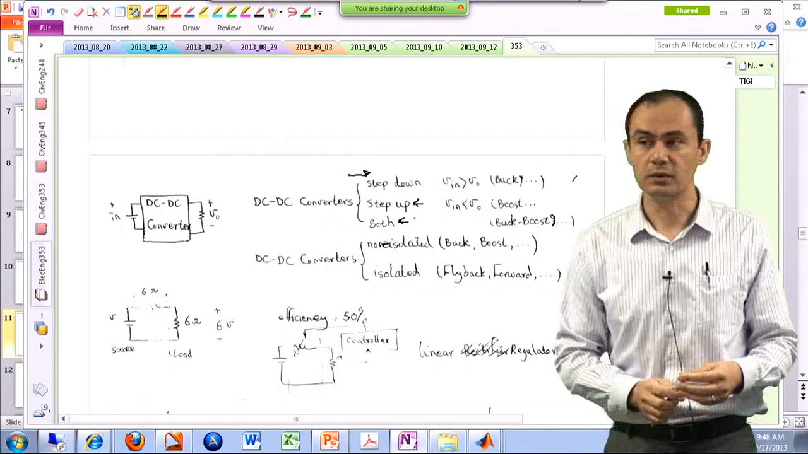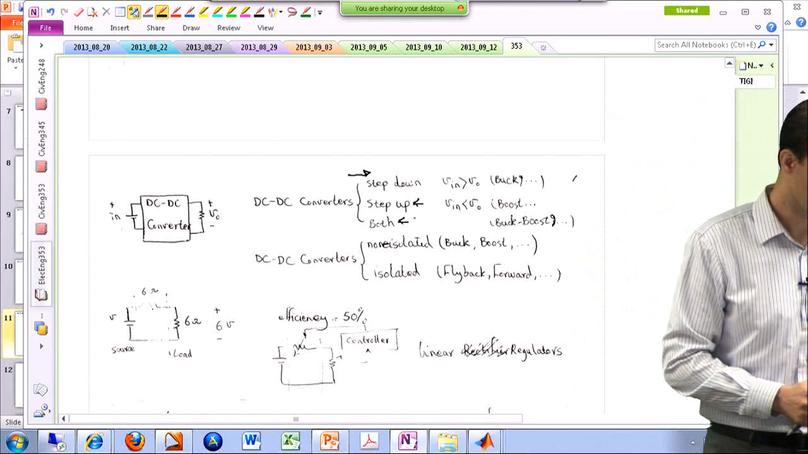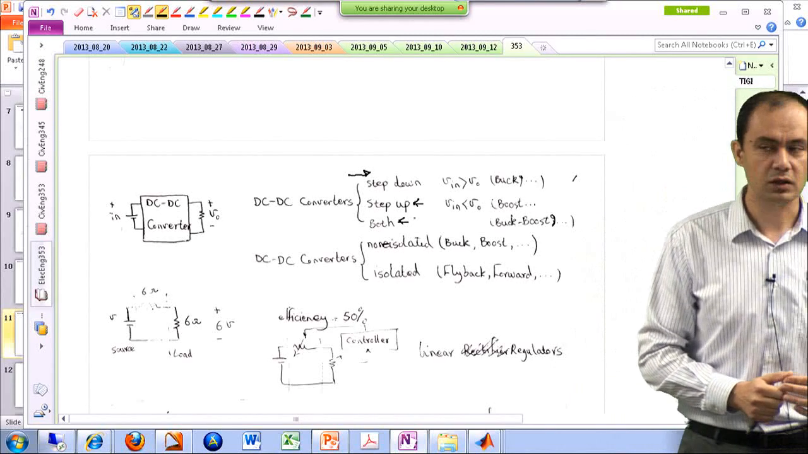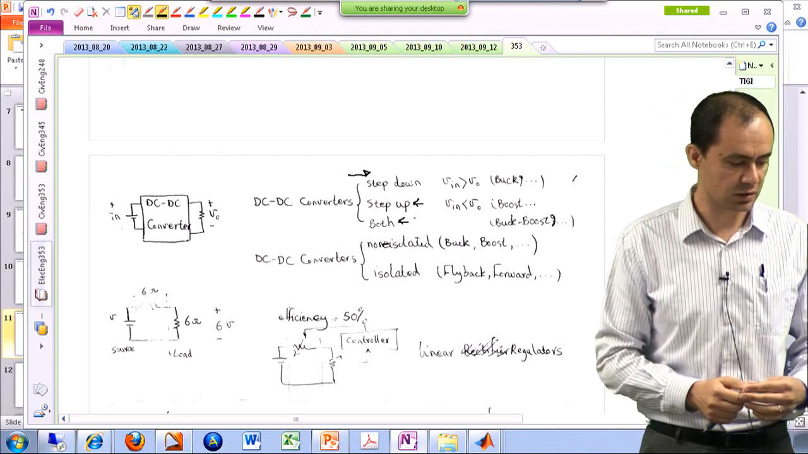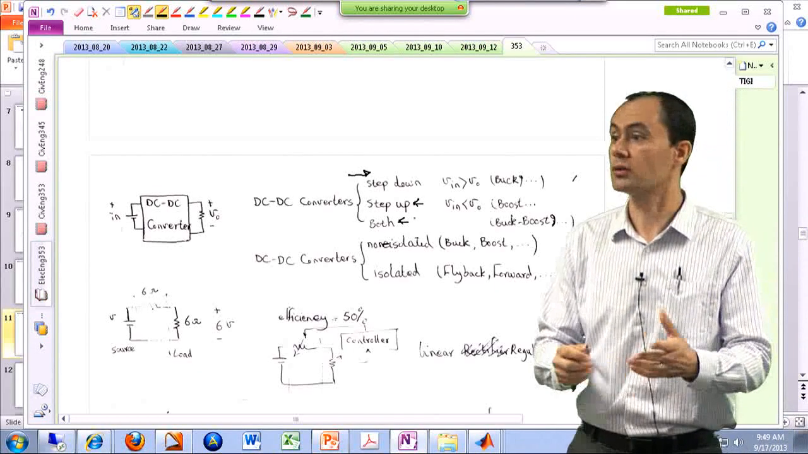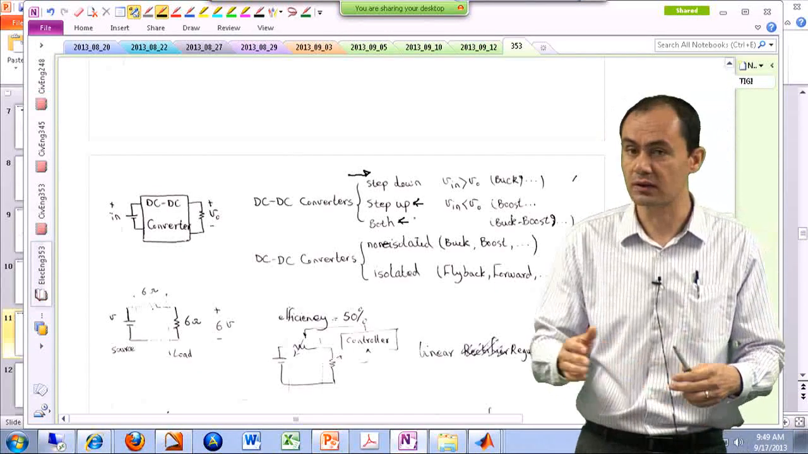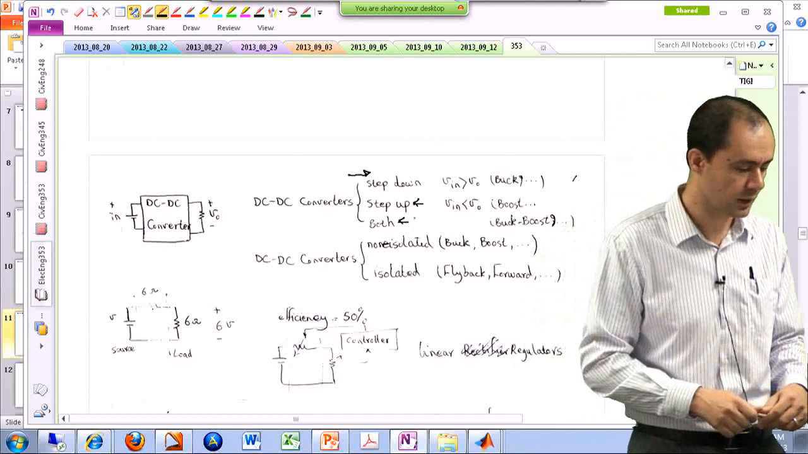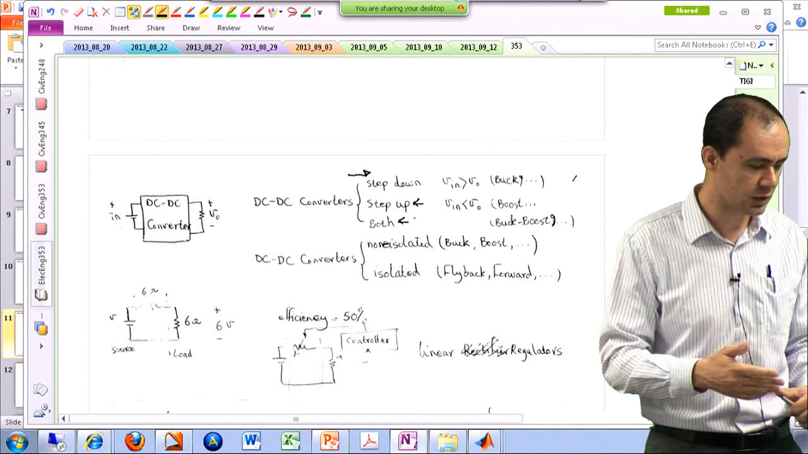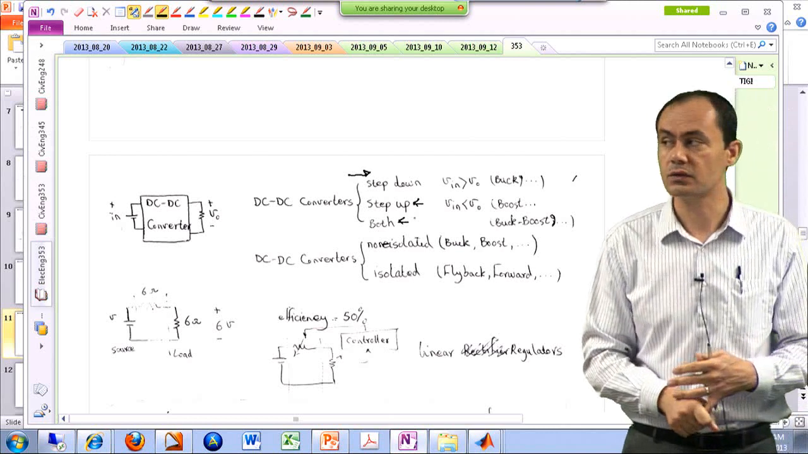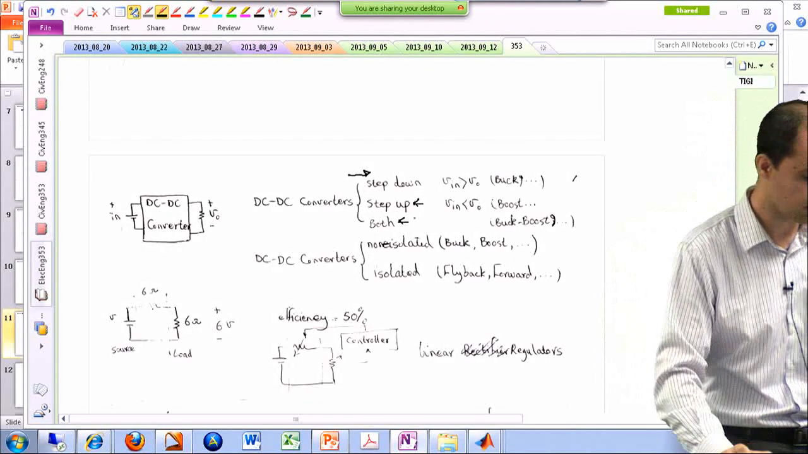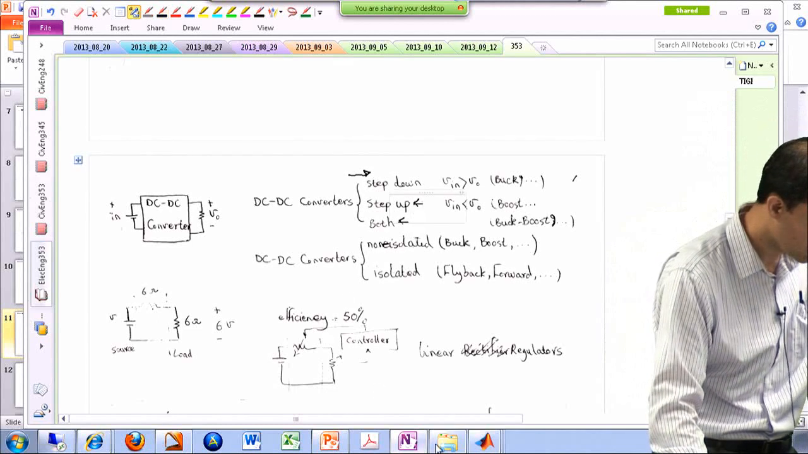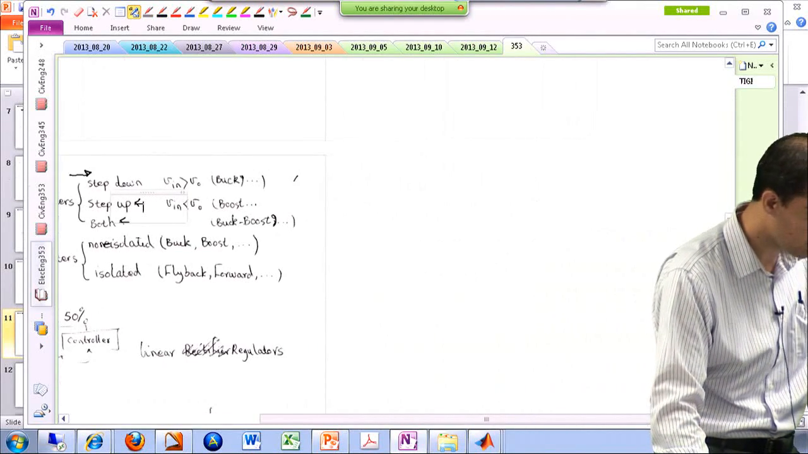Another way of categorizing converters is whether they are isolated or non-isolated. By isolation, we mean galvanic isolation. This chapter only covers the converters that are not isolated. Then the next chapter covers the converters that are isolated. There's galvanic isolation in them. There is some sort of a transformer somewhere. So first we talk about the buck converter, which is a non-isolated DC to DC converter, and it's a step-down converter.